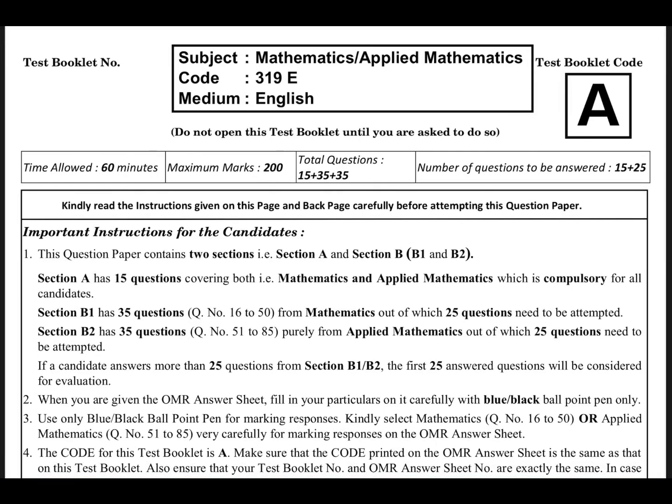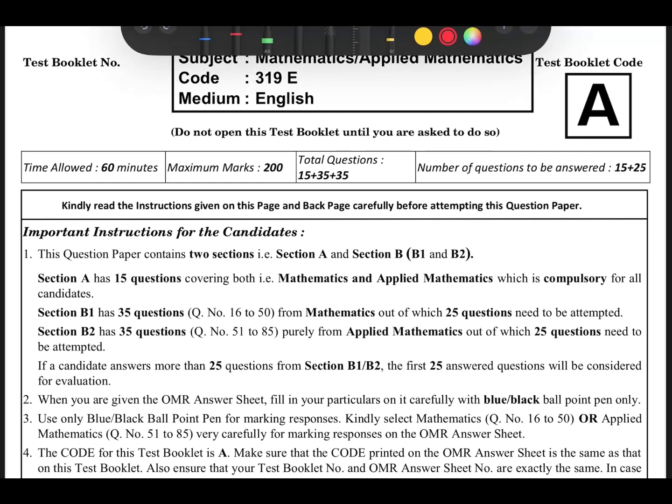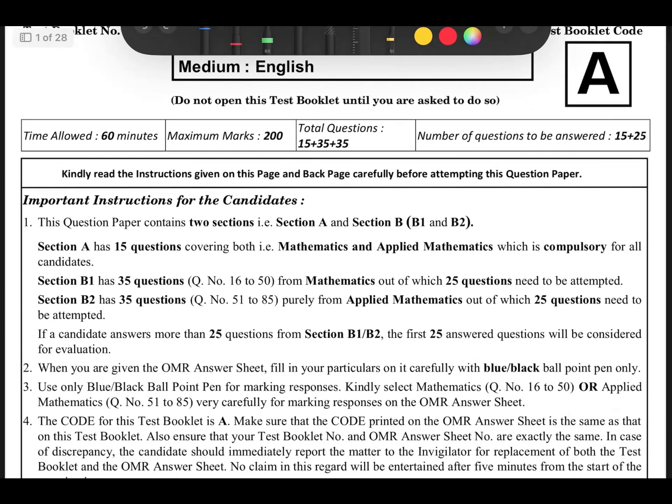Hello and welcome to the question solving video. Today we are solving the mathematics question paper of CUET. This is the previous year question paper of the year 2024. Today we are going to solve this question paper. So without any delay, let's get started.